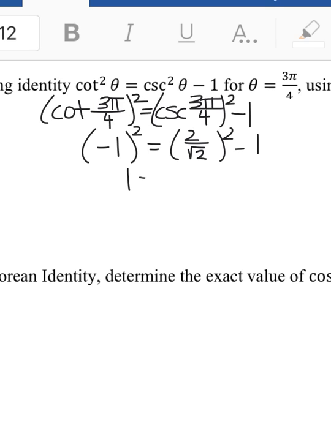Negative 1 squared is 1 equals, to square this, 2 squared is 4 over the square root of 2 squared is 2, minus 1. So 1 equals 4 over 2, which is 2, minus 1. 2 minus 1 is 1. You have to finish until it's without a doubt that it's definitely true.